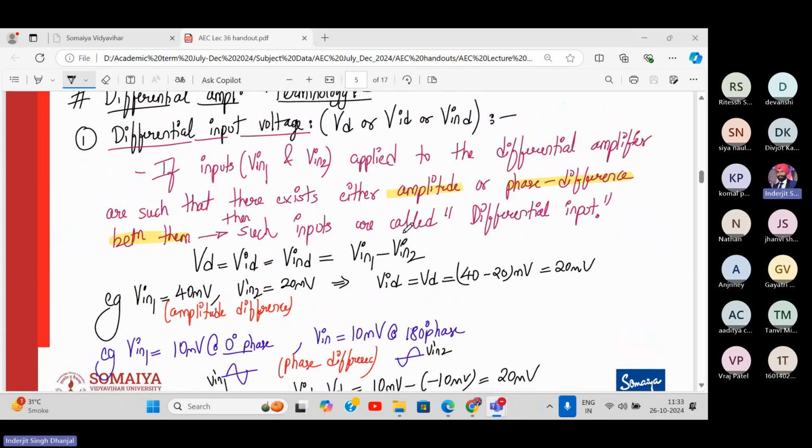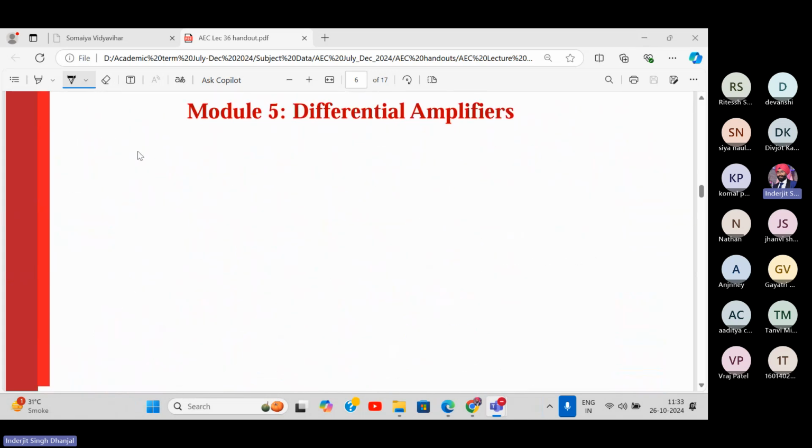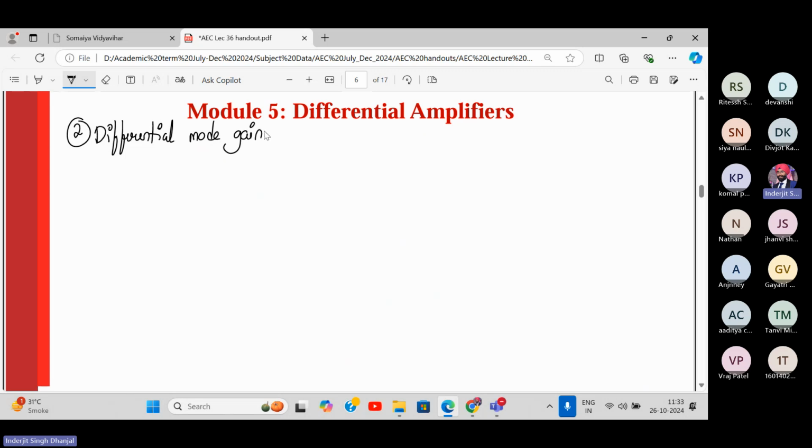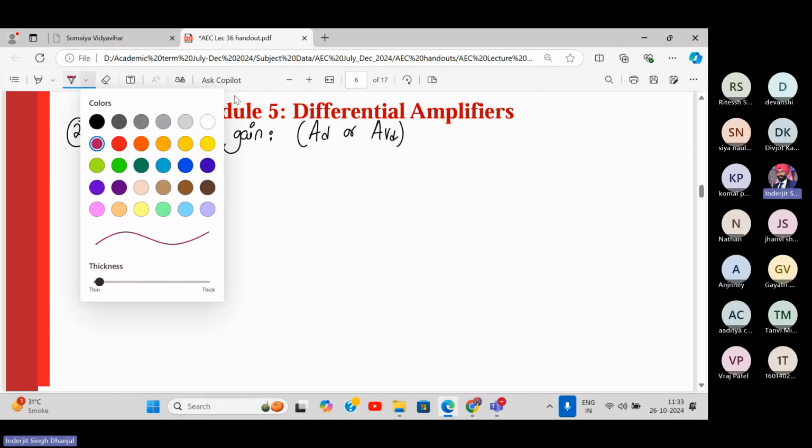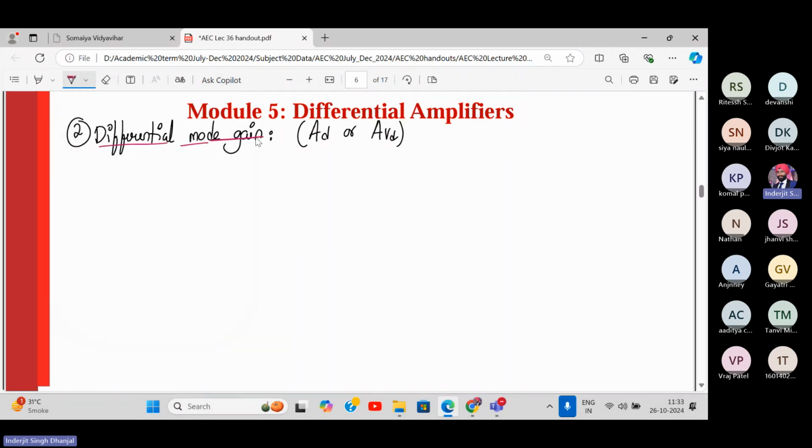Let's go for the second terminology. So write down differential mode gain. Differential mode gain can be denoted as AD or AVD. Okay. Now we'll define differential mode gain. So write down the definition.